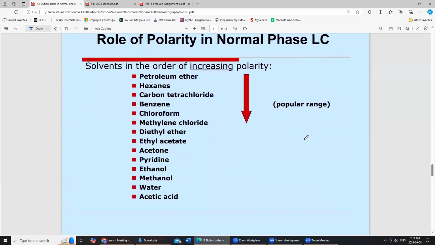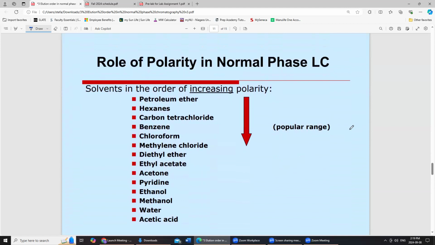So solvents in order of increasing polarity. And this would be what you would use to help get things off of a column. So you would mix these things together in certain ratios, right? And by experimentation and having a standard operating procedure, they will have figured out what the good ratio is for your particular column.